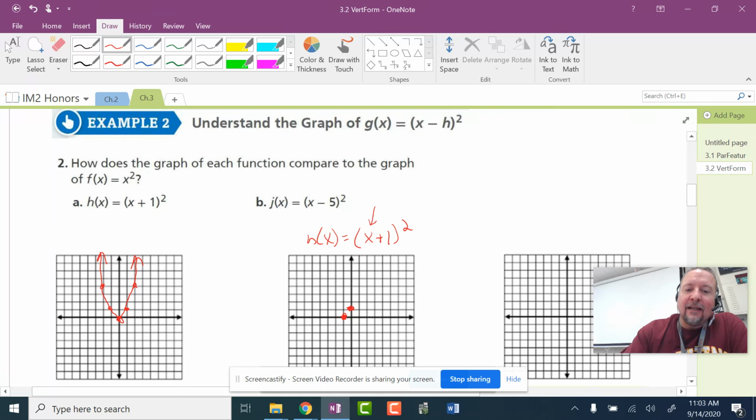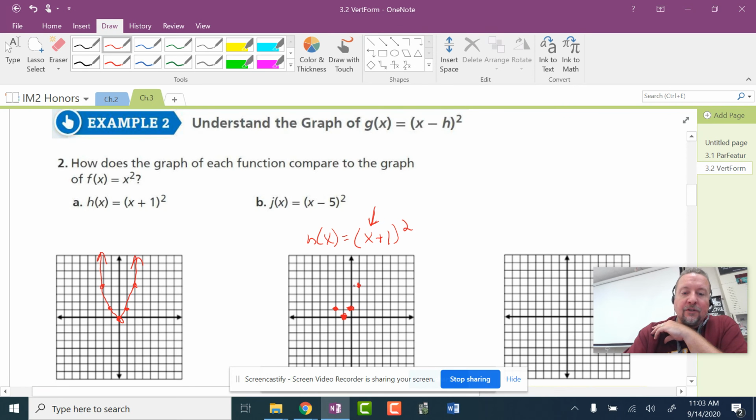What happens when I plug in negative 2? Negative 2 plus 1 is negative 1, but then square it and I get 1. Aha. I've located the vertex by finding the number that makes that set of parentheses 0. Be careful. We have a new form that we're going to teach Thursday that has some similarities there, but 1 plus 1 is 2. 2 squared is 4. Here's the 4 value.